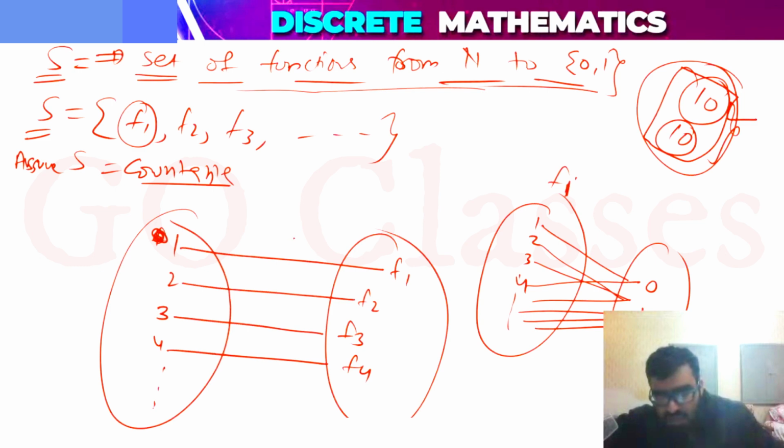Now I will create a new f dash which is not covered by this bijection. Anyone want to suggest how I should create this f dash? Just look at f1, and in this f1, just look at 1. If this 1 is going to 0, then in my f dash I'm trying to create... okay, let me take it on the next page.